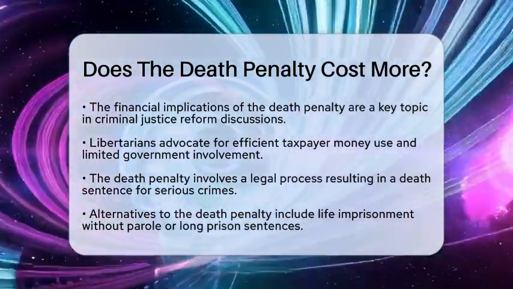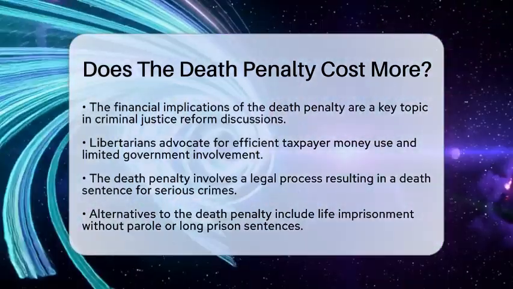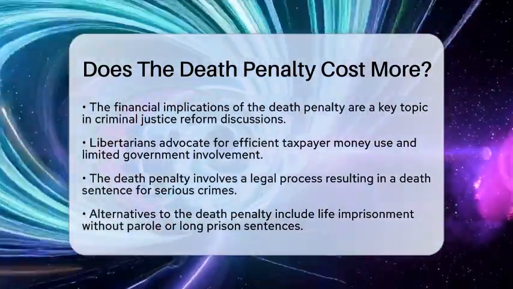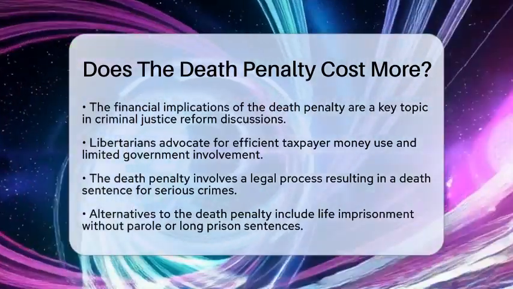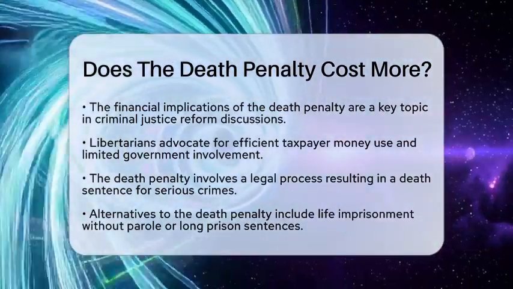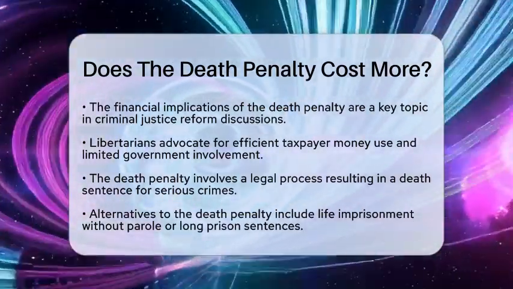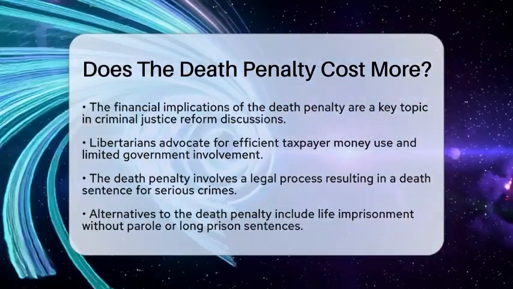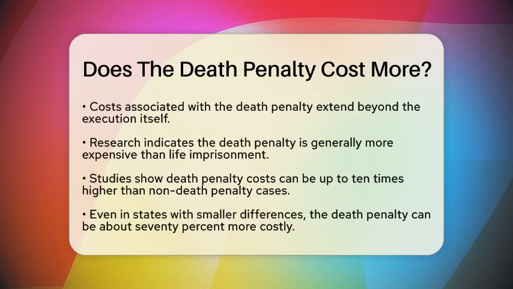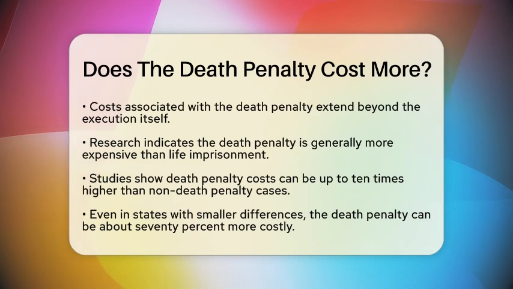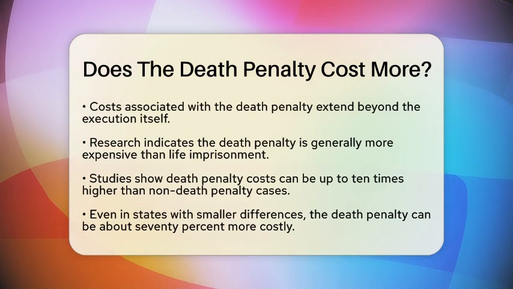The death penalty is a legal process where someone convicted of a serious crime is sentenced to death. Alternatives to this include life imprisonment without the possibility of parole or long prison sentences. The costs involved go beyond just the execution itself. They include the entire legal journey from the initial arrest to the final verdict.